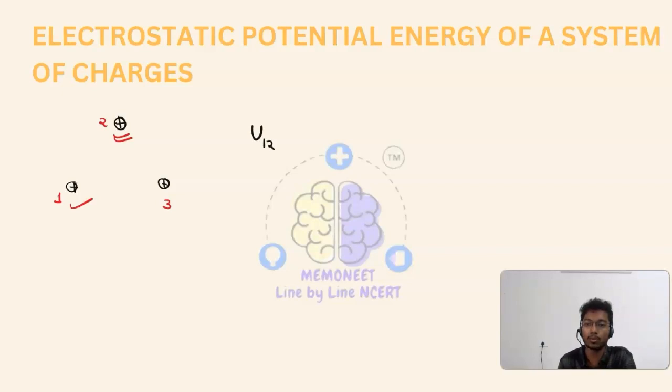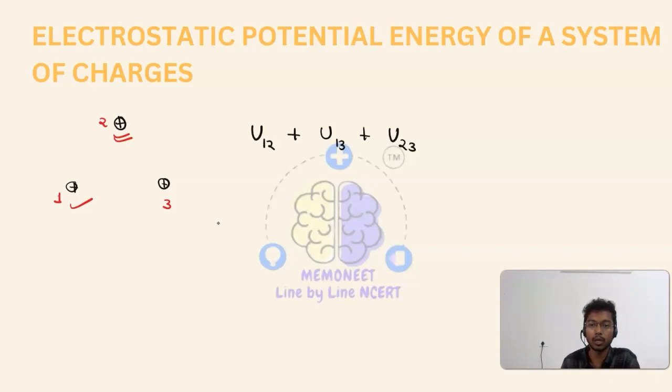Okay, so when we are placing the third charge here, then it is U13. And when we are placing 2 and 3 at this position, there must be potential energy generated within these two charges. So this will be U23. So the potential energy of the system is the sum of all the potential energy placed here, the work done by the external agent against the internal agent to make a system here.